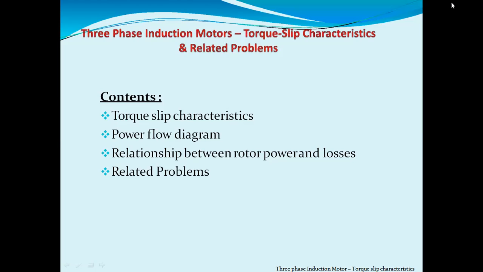For B, we can take cos omega t minus 240 because there will be a 240 phase difference between R and B. We have seen these equations. So now we are supposed to study the torque and slip relationship, their characteristics.